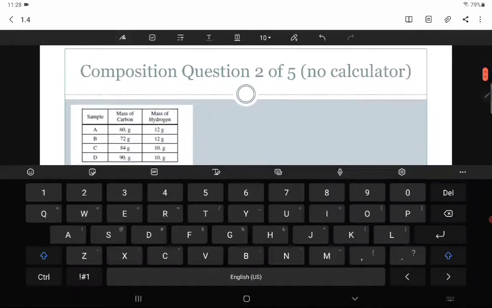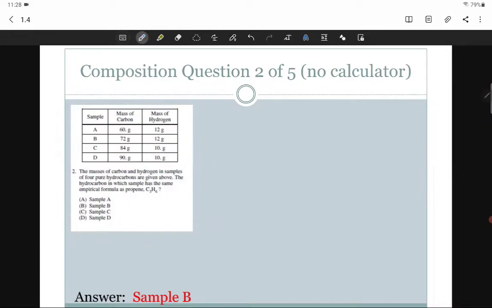Question number 2, no calculator. So we're going to attempt to do this without a calculator. So let's see what we got here. We have 4 samples, and they have different grams of material. Now, there's probably a couple different ways you could go about solving it. We know the answer is B. So what was answer B? It looked like 72 grams of carbon and 12 grams of hydrogen.